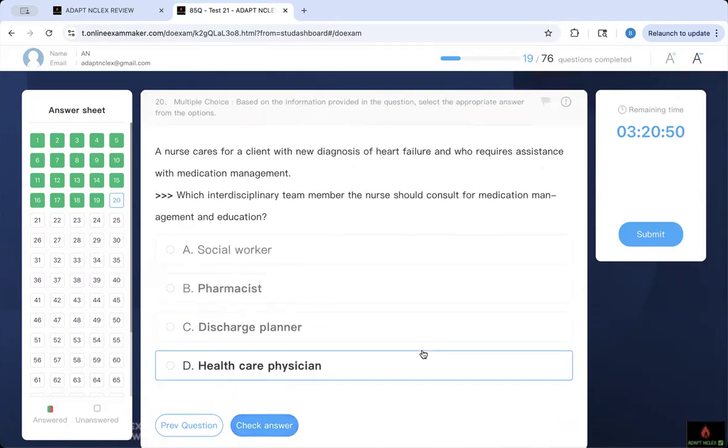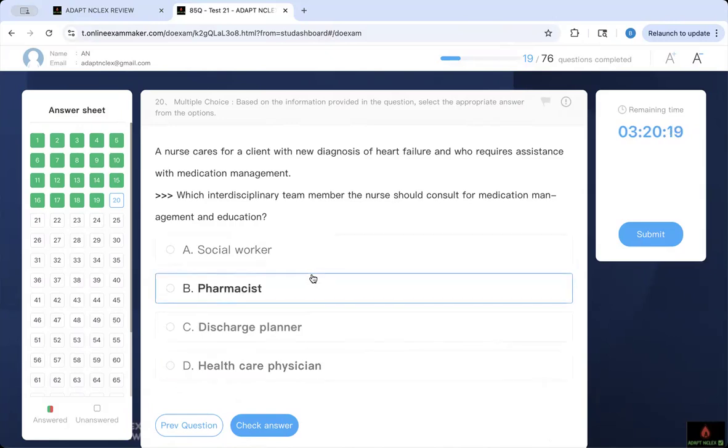Number 20. A nurse is caring for a client with a new diagnosis of heart failure who requires assistance with medication. Which interdisciplinary team member should the nurse consult for medication management and education? You know interdisciplinary team members. You know what each person's function is. Don't overthink it. Pick the one that will help with what? Consult with the what? Medication management and education.